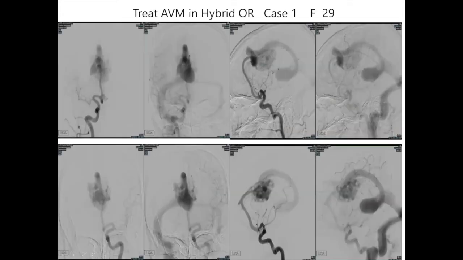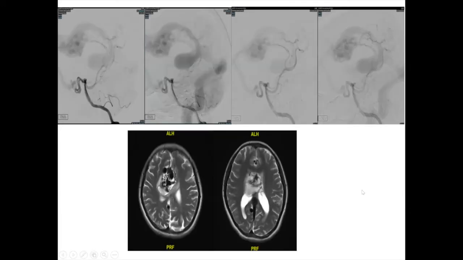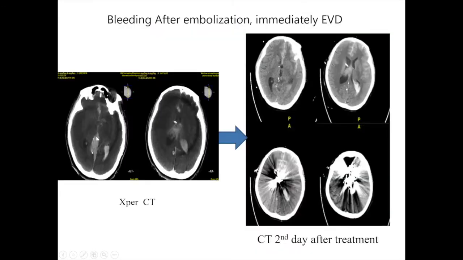Here's some more. I remember at the same time there's a neurosurgery complication meeting right now in India. So maybe I'd like to also talk something about the complication. This is a treatment of another AVM in the hybrid OR. It's an embolization, and we got some bleeding after embolization. So immediately we do the EVD to drain the blood, so the patient recovers quite quickly.